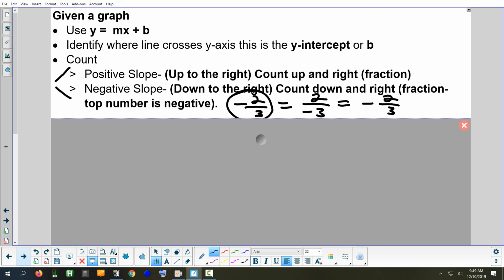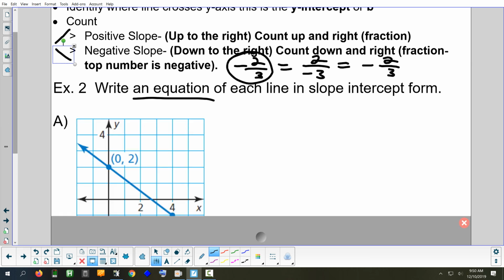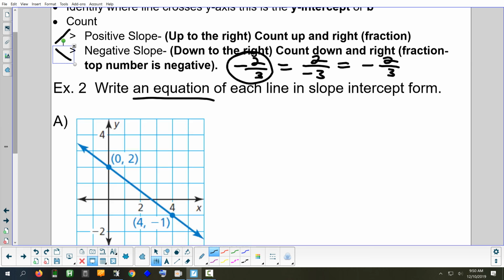Okay, and you guys don't have a spot for this, but I just drew in a line right here to show you what a positive slope looks like, and then what a negative slope looks like. Positive slants up to the right, negative slants down to the right. Okay, so now second type. I'm looking for you guys to write an equation. I'm looking for y equals mx plus b. But now you've got to figure out the m and the b looking at that picture.